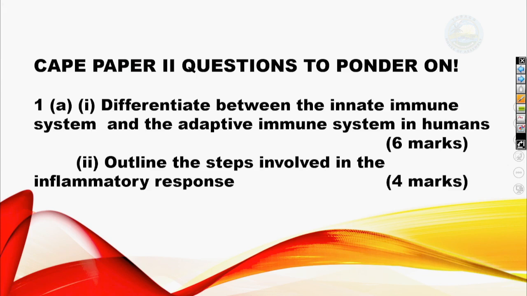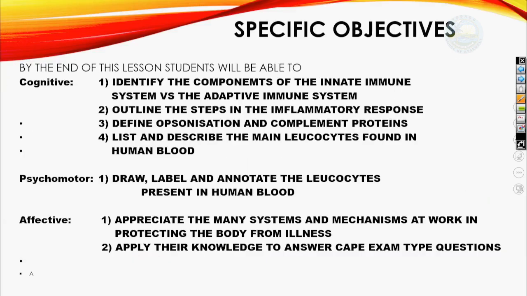It's very easy, but you need to be able to speak to exactly what is happening and why it is happening. Why is it red? Why is it swollen? Why is it hot? Okay, so these questions, based on what we would have done today, you should have been able to answer. And any questions related to the innate immunity that we would have seen. So we started off asking you to be able to identify the components of the innate immune system versus the adaptive immune system.